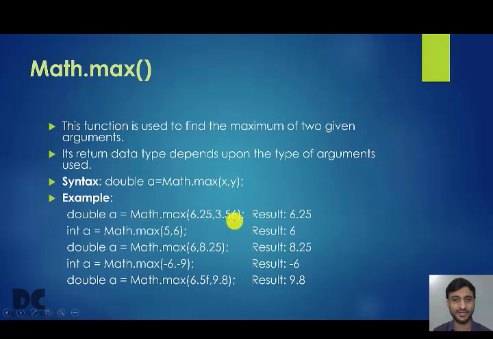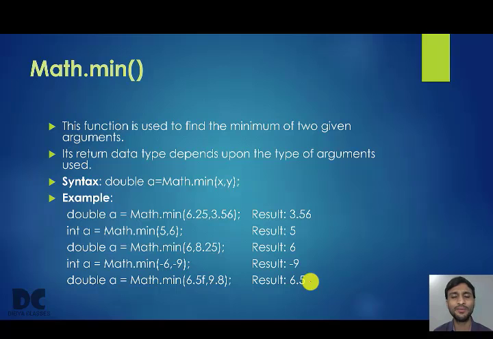6.25 and 3.56. Which is the larger one? 6.25. The answer is 6.25. 5 and 6, larger is 6. The answer is 6. 6 and 8.25. See, here it is mixed mode, and larger is 8.25. Minus 6, minus 9. Which is the larger one? Minus 9? No. Minus 6. Here the magnitude small means it is the larger number. It is pure mathematics. And here 6.5f means it is float type. I have already explained in previous chapter 3 videos. So the larger one is 9.8.